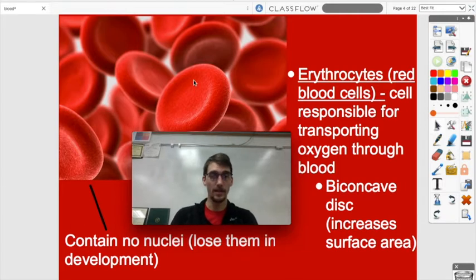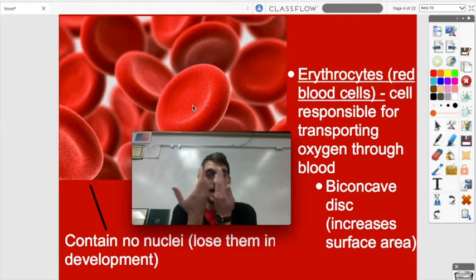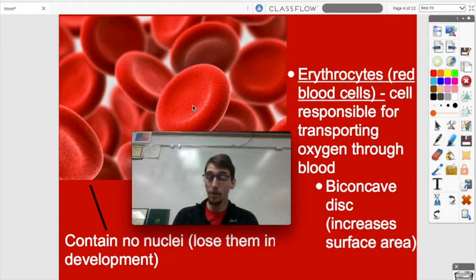All right, so take a look. Here's a biconcave disc. It's got two concave surfaces, hence the word biconcave. And the reason why it's shaped like that is so that it increases the surface area of the cell, and the hemoglobin that those cells contain can pick up more oxygen from the lungs, or the alveolar surfaces that you find in the lungs.